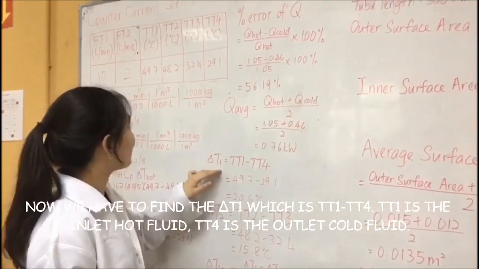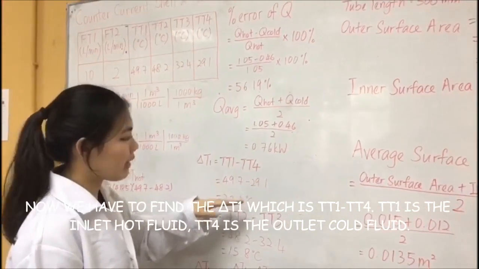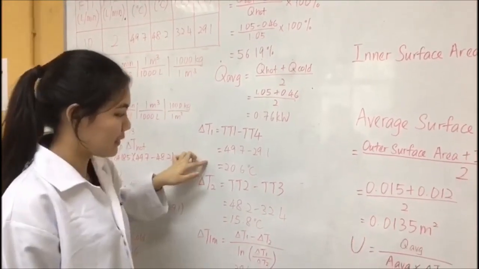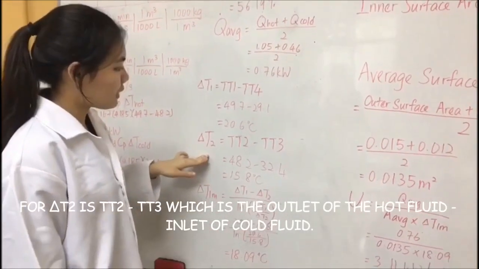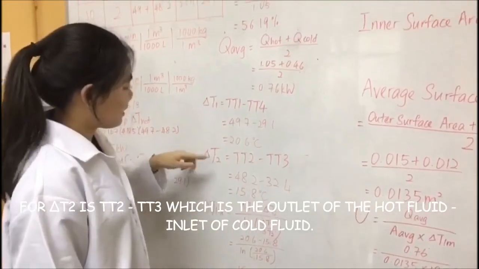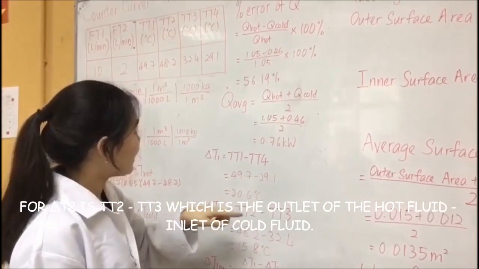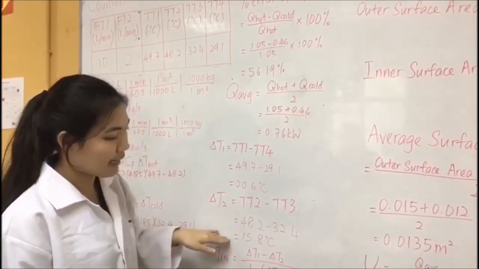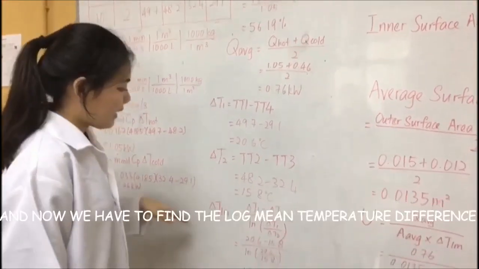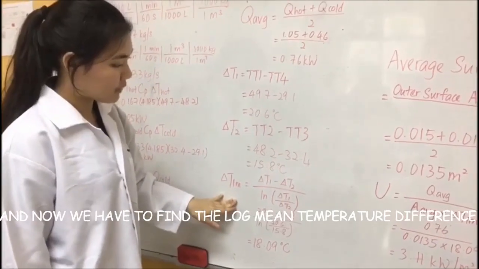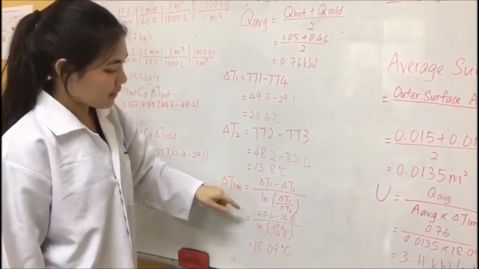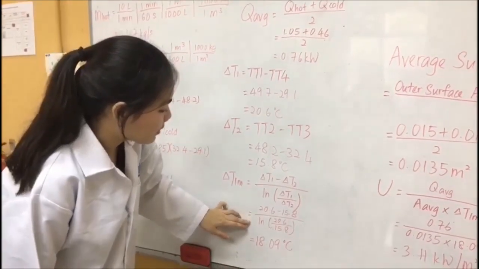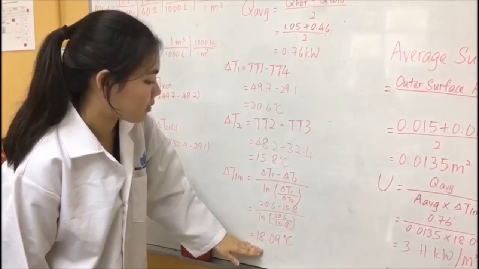Now we have to find delta T1, which is TT1 minus TT4. T1 is the inlet hot fluid and TT4 is the outlet cold fluid, which is 49.7 minus 29.1, so we get 20.6 degrees Celsius. Delta T2 is TT2 minus TT3, which is the outlet of the hot fluid minus the inlet of the cold fluid, which is 48.2 minus 32.4, giving 15.8 degrees Celsius. Now we find the log mean temperature difference, and this is the formula: 20.6 minus 15.8 divided by ln of 20.6 over 15.8, so we get 18.09 degrees Celsius.